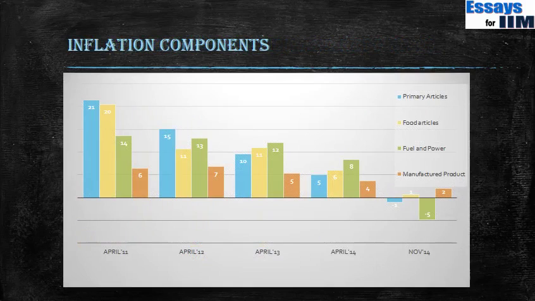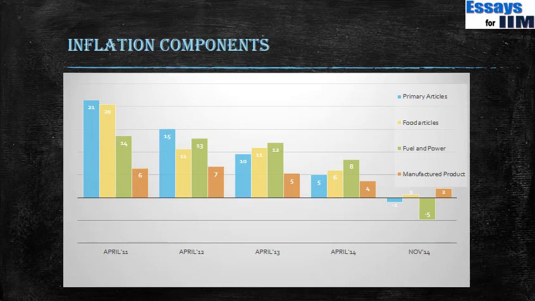In terms of inflation component, what I've tried to show here is, again, over the years, the blue one is primary articles and the yellow one is the food articles. So you can see that the prices of the primary articles and food articles has been high. We have explained earlier also that in India the supply side shocks were very, very present because of the global commodity prices and also global food prices. There were droughts in a lot of parts of the world, because of which the food prices were higher. So the inflation was high because of primary articles and food articles.